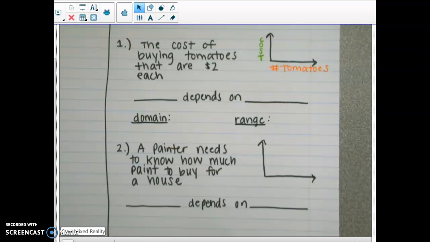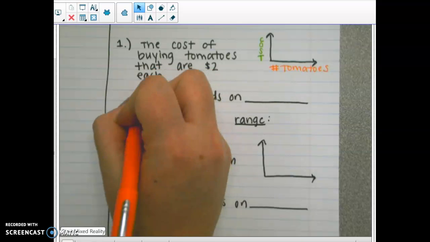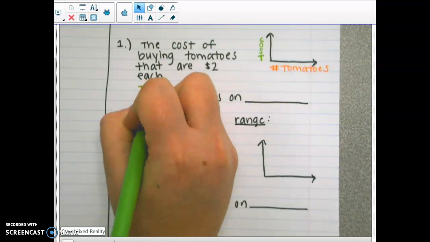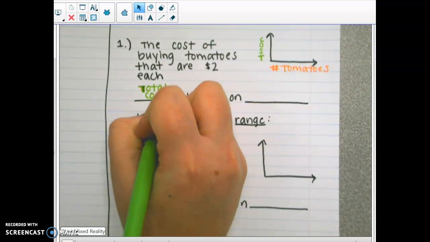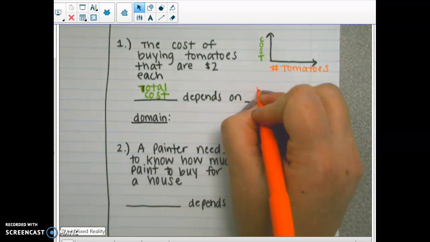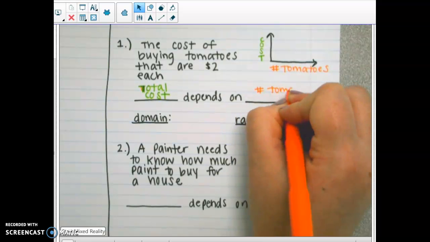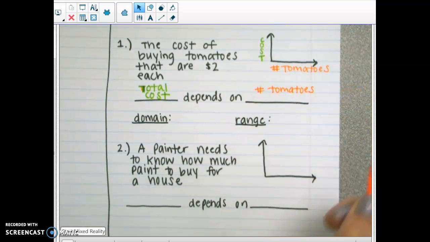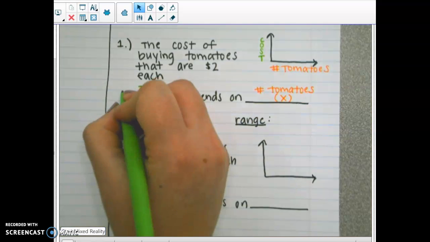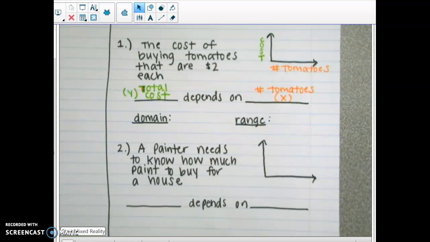So I could figure out, all right, if I have 3 tomatoes, how much is it going to cost me? And so the total cost, so the amount of money that you're going to have to spend at the grocery store, depends on the number of tomatoes you buy. So that means tomatoes is our x, and the total cost is our y. So the cost depends on how many tomatoes we buy.